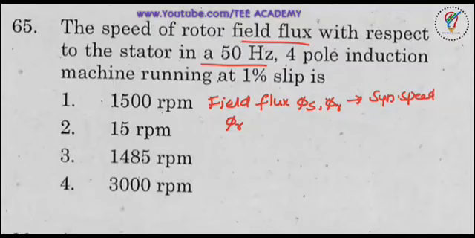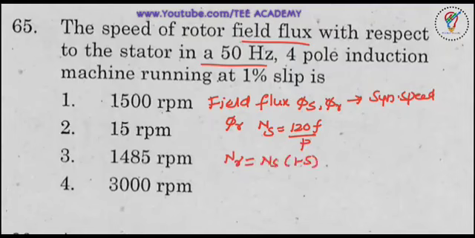I will write the formula here. First, the stator and the rotor field flux rotate at a speed of Ns equal to 120 F by P. I will write the formula for the rotor: Nr is equal to Ns into (1 minus S). Here the question asks for the rotor field flux. Suppose if they ask for rotor speed, use this formula.